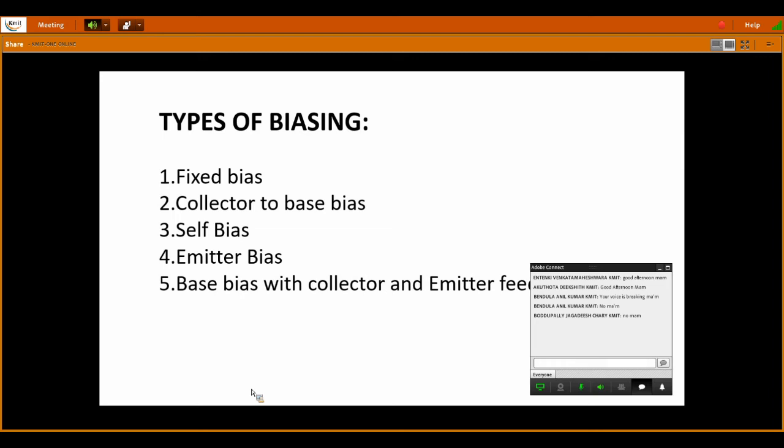We have many methods for biasing: fixed bias, collector to base bias, self bias, emitter bias, as well as base bias with collector and emitter feedback. These are the five types of biasing techniques. The familiar ones are fixed bias, self bias, as well as emitter bias. So let me deal with them one by one.